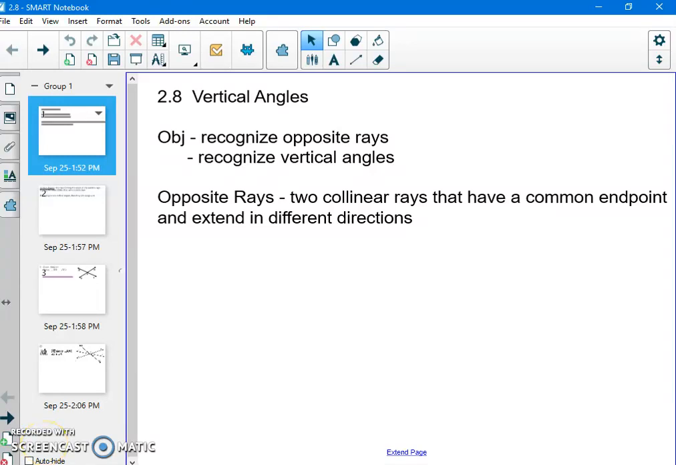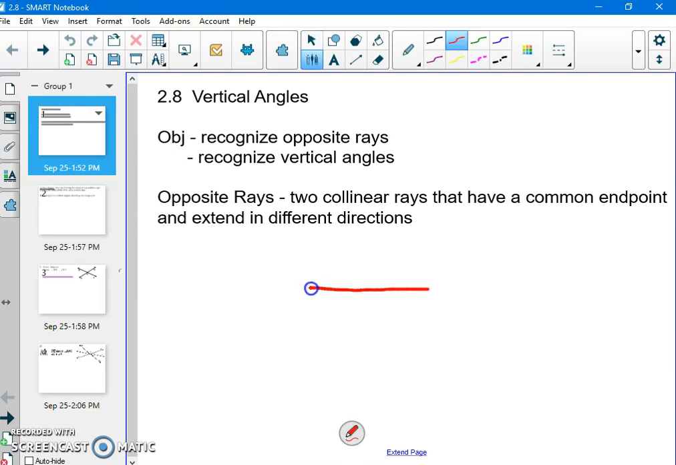Here in 2.8, we're going to be talking about vertical angles, our objective for today: recognize opposite rays, recognize vertical angles. Opposite rays are two collinear rays that have a common endpoint and extend in different directions.